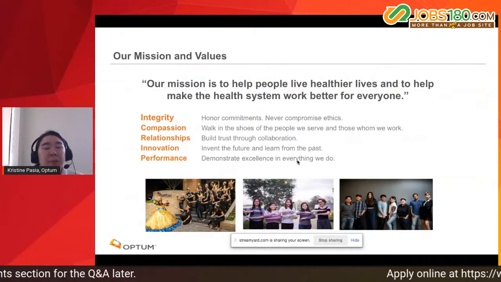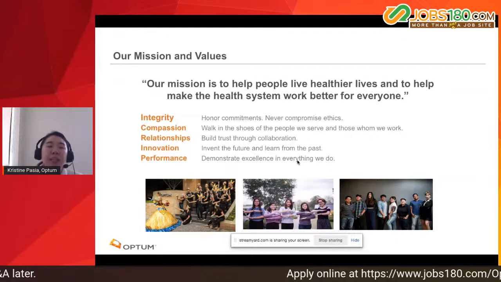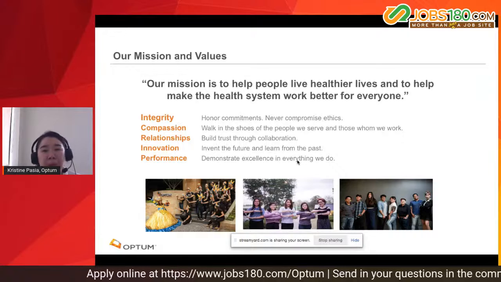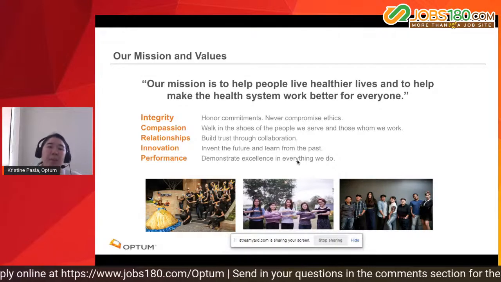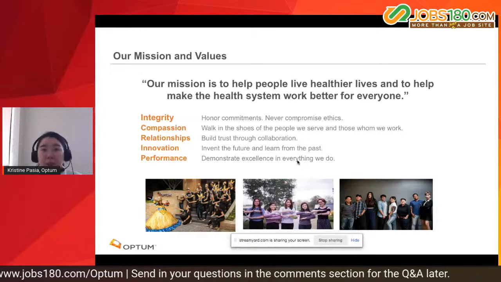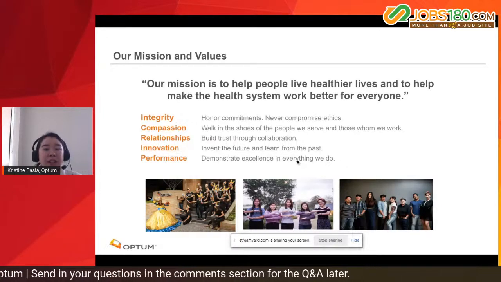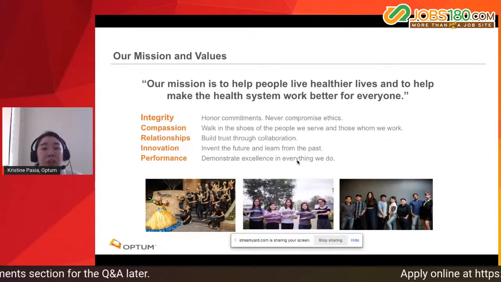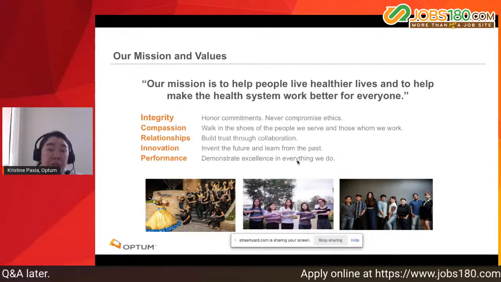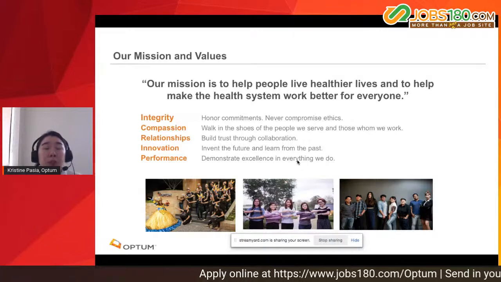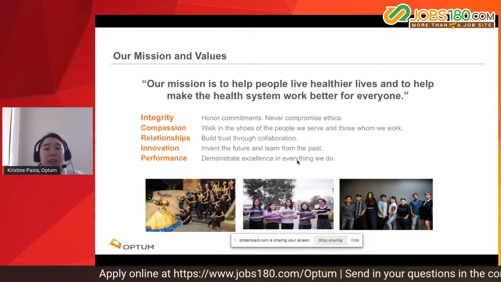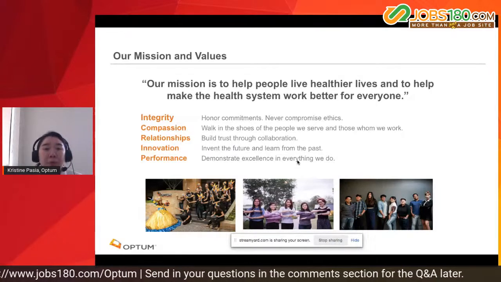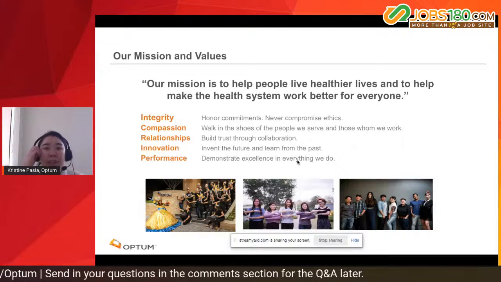Being part of Optum, I'm very proud to say that we really embrace the mission and values of our company. Our mission is to help people live healthier lives and to make the health system work better for everyone. Being with the organization for almost 10 years, I've really seen the individuals who work here embrace the values and mission of the company in our day-to-day work, especially the values of integrity, relationships, compassion, innovation, and performance. We are able to truly live through our values.